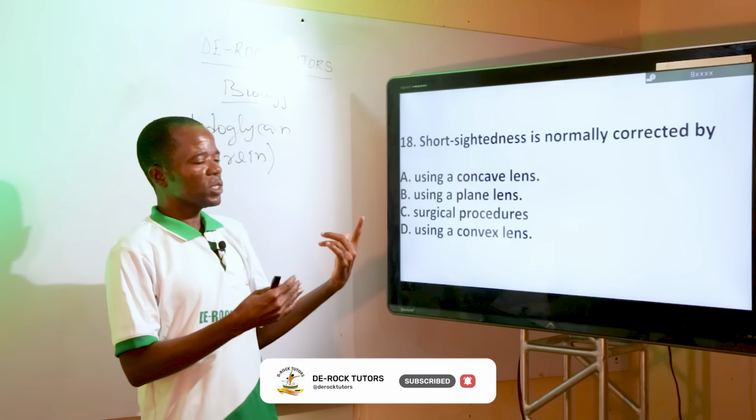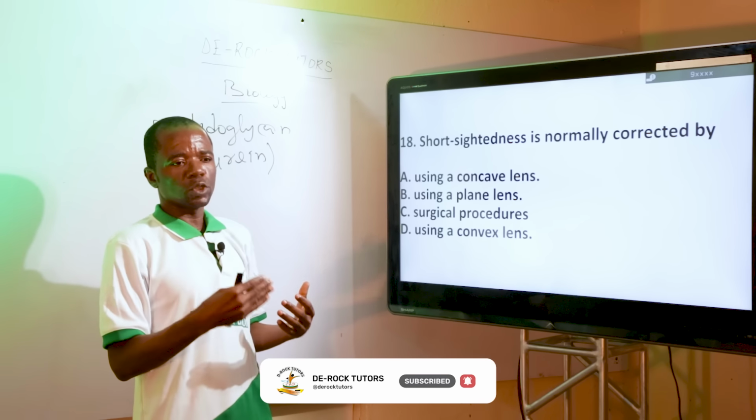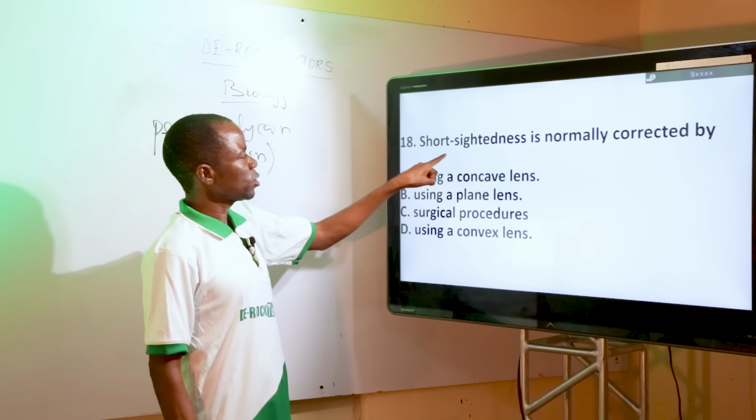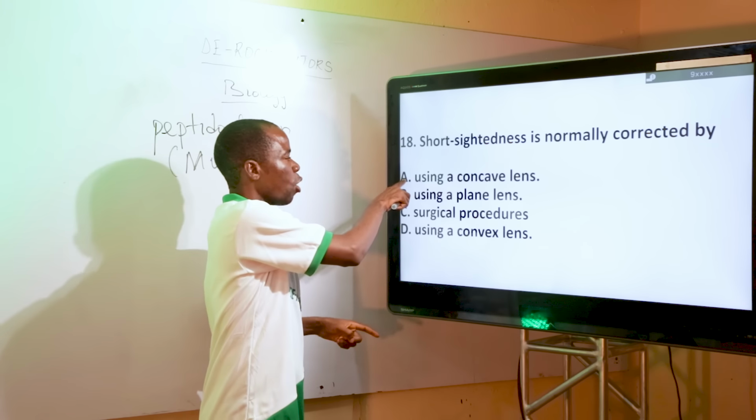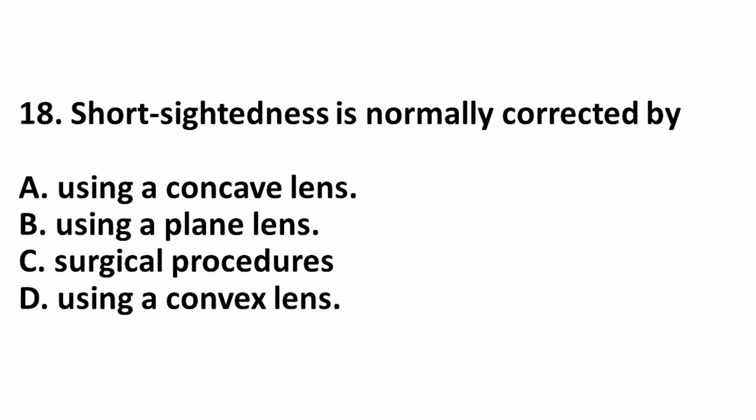A person who is short-sighted can only see objects close to him or her. And short-sightedness is always corrected by using a diverging lens or a concave lens. So the correct answer is option A. Let's go to number 19.